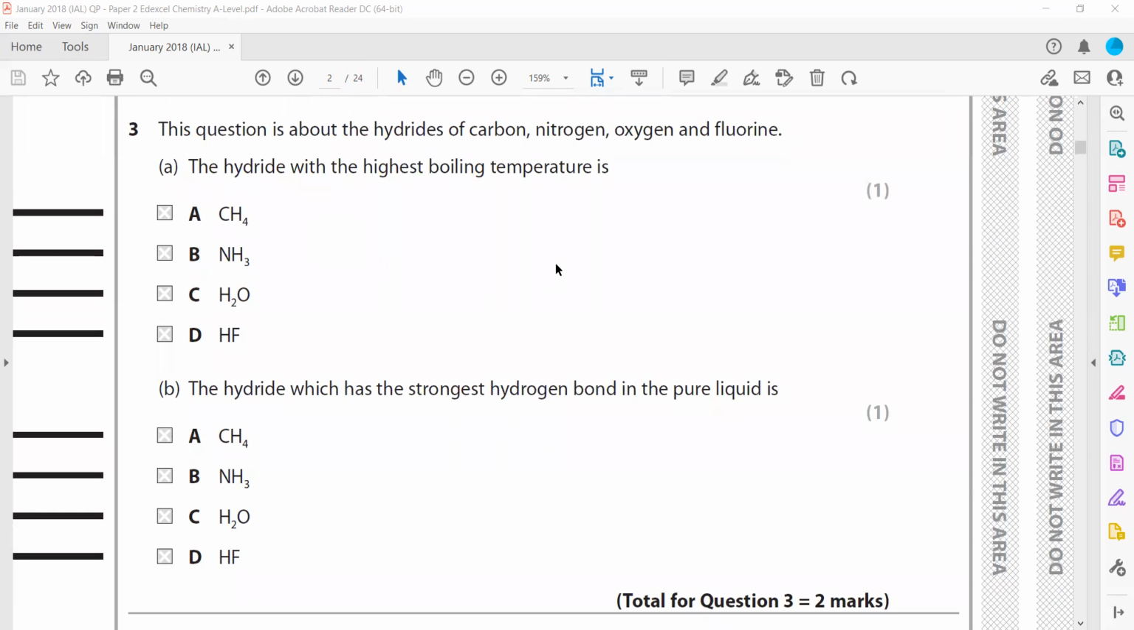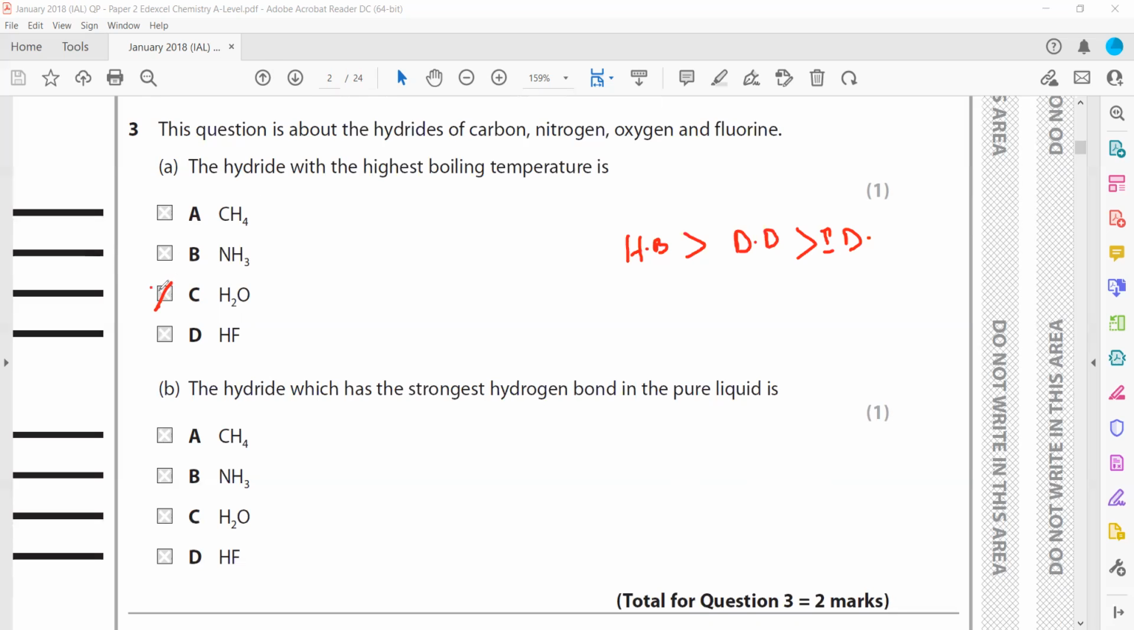In question 3, this question is about the hydrides of carbon, nitrogen, oxygen, and fluorine. The hydride with the highest boiling point. Basically, the boiling point depends on the intermolecular forces. Intermolecular forces can be hydrogen bonds, which can exist only when hydrogen is bonded with oxygen, fluorine, or nitrogen. Then it depends on dipole forces, and then induced dipole or London dispersion forces. The London dispersion forces increase as the number of electrons increases. So which has the highest boiling point? Water has the highest boiling point.